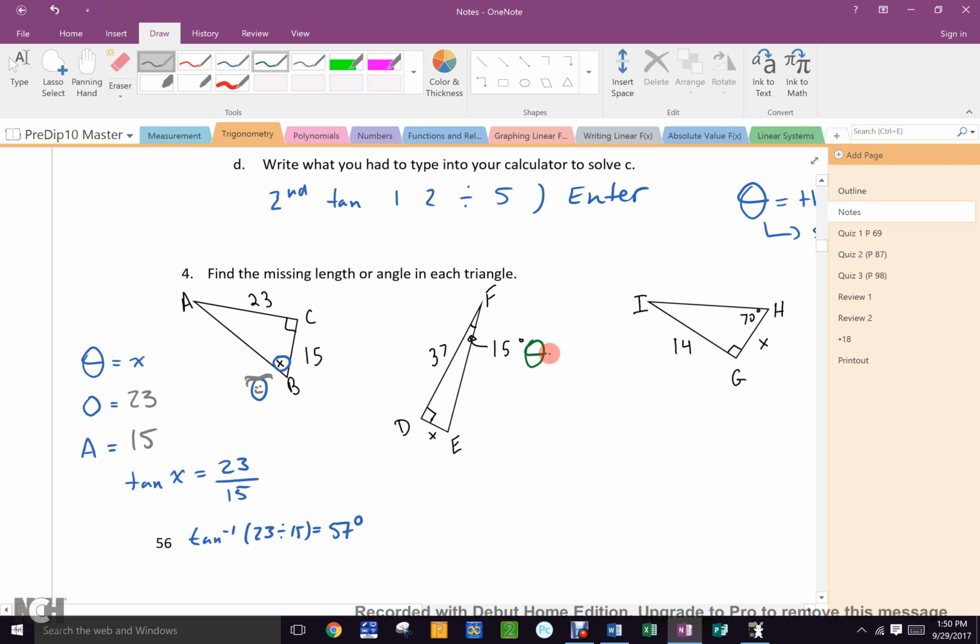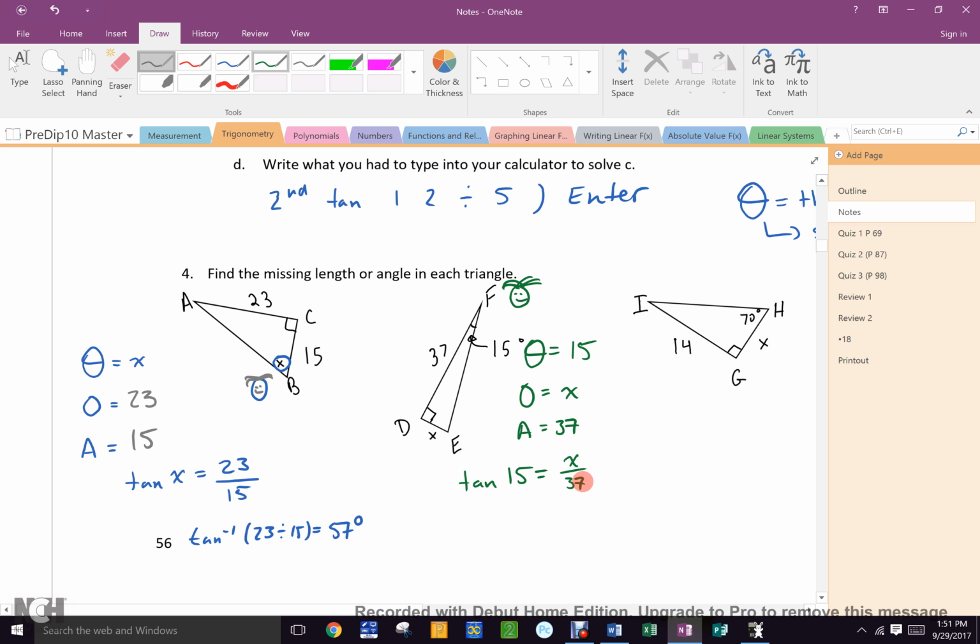Now, let us move on to this one, cabbages. Do I have a theta? What is it? 15. Since I am up here now, what is my opposite? X, it's unknown. And what is my adjacent? 37. Then I set it up. The tan of 15 equals what? Opposite over adjacent, so it equals x over 37. Yes? Wonderful. Now you guys being the best and brightest, how do you get rid of divided by 37? We multiply both sides by 37.